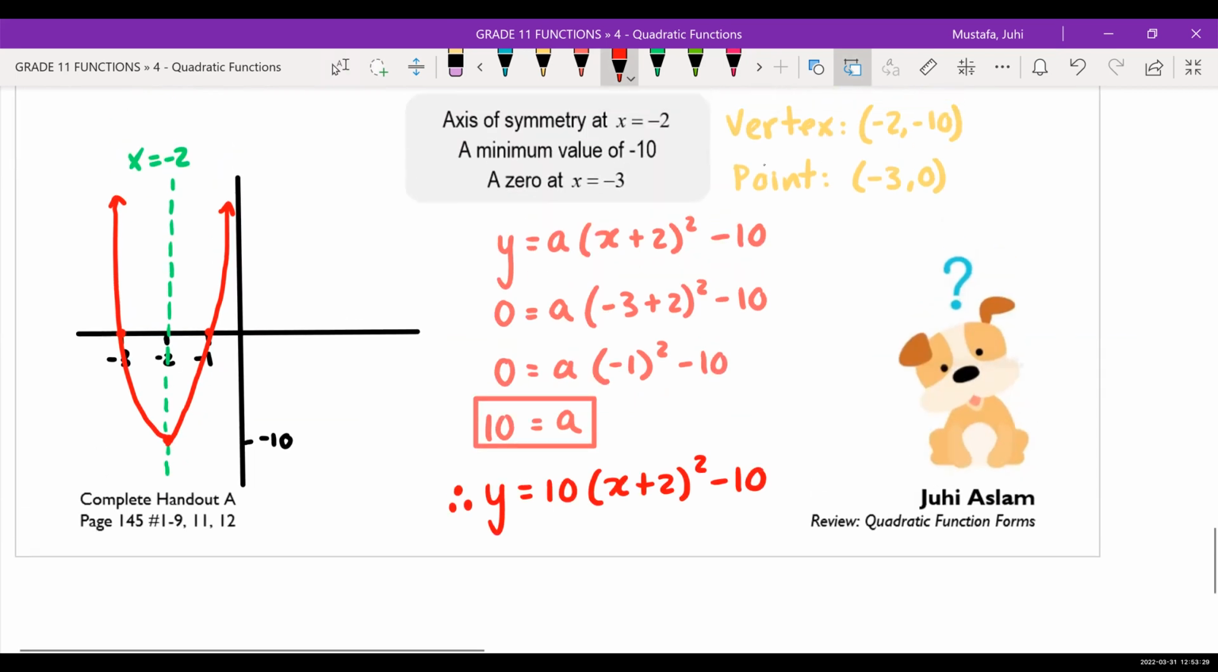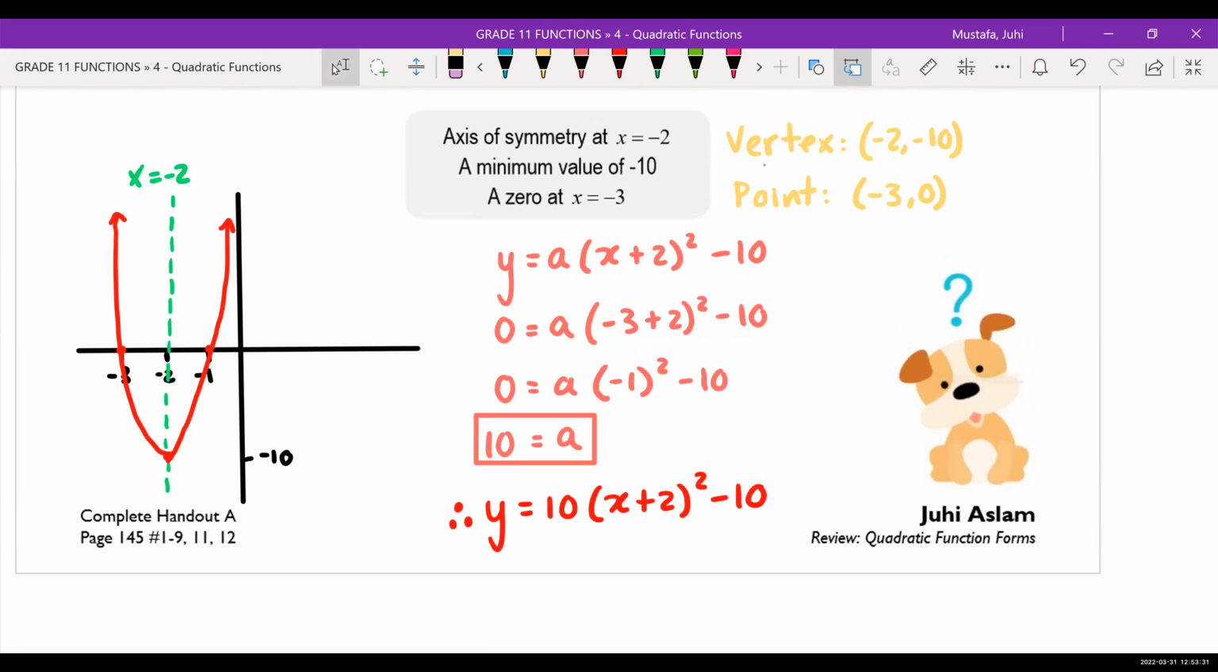Question? Oh, it doesn't matter. Unless it's specifically asking for function notation, you can use either or.